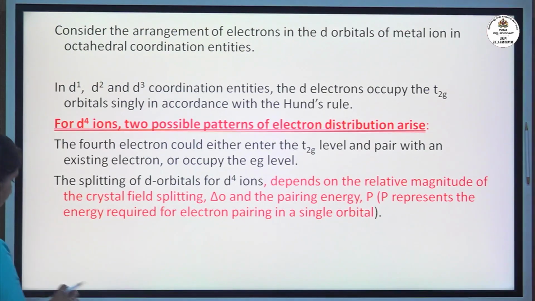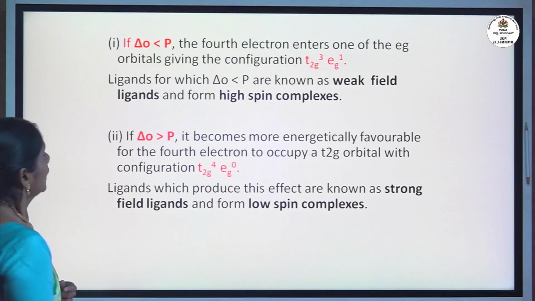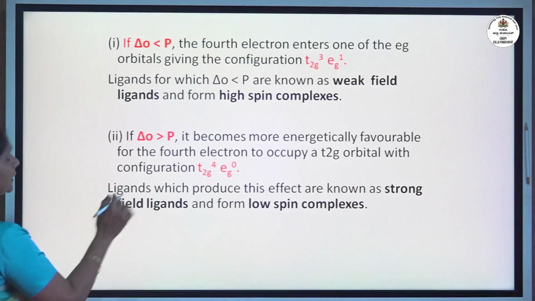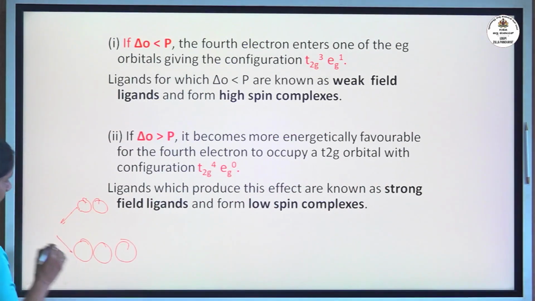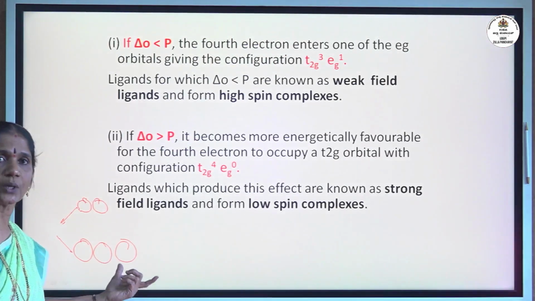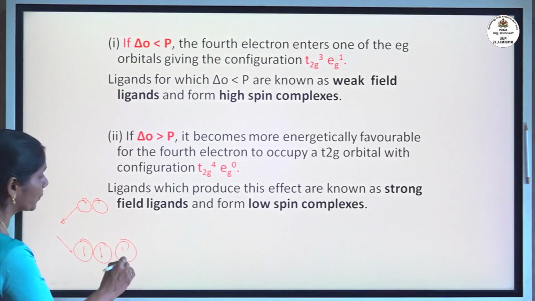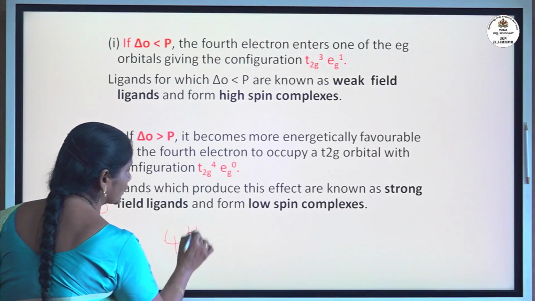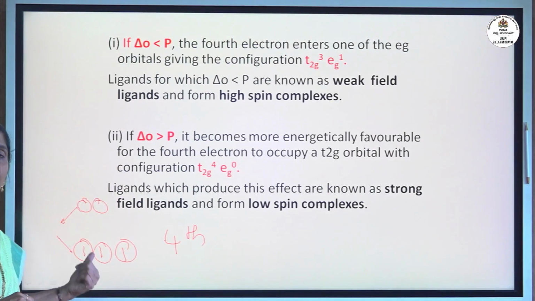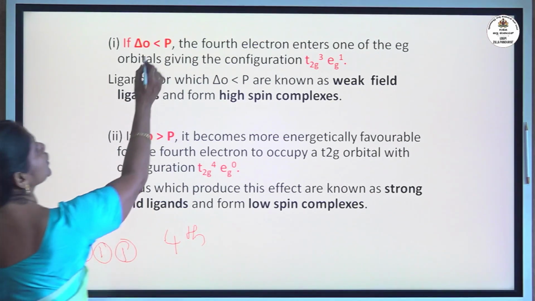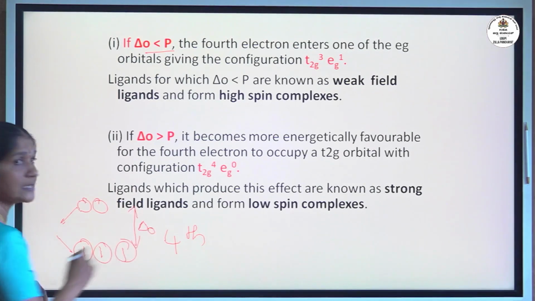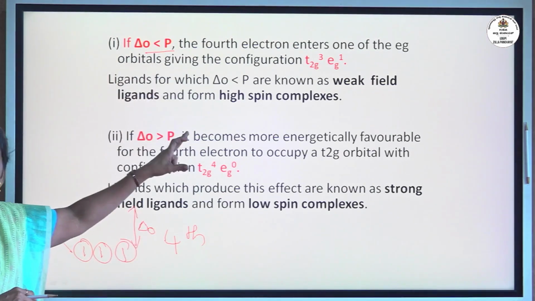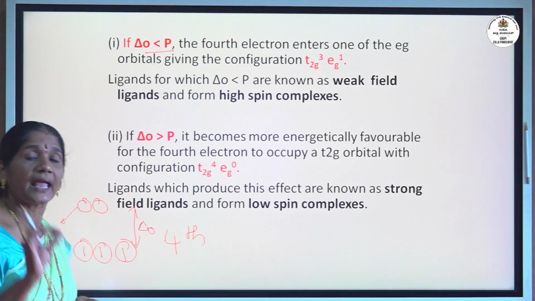Okay, for d4 ions, if there are 3 electrons entering the d orbitals, it's fine, no problem. With the entry of the 4th electron, we have to see whether the electron will go to this level or this level. That depends on 2 factors. One is the amount of splitting, that is delta O, the crystal field splitting energy. The other one is called pairing energy, the energy required for pairing of the electrons.